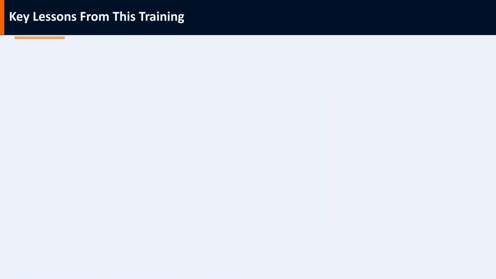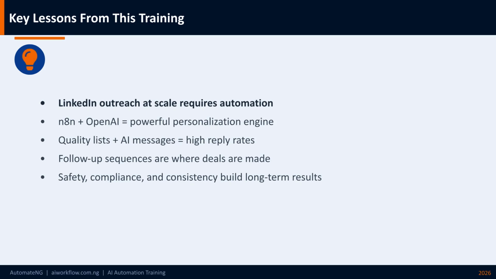To recap, scale requires automation. N8N plus OpenAI provides powerful personalization. Quality lists lead to high reply rates. Follow-up sequences close deals. And consistency, safety, and compliance ensure long-term success.